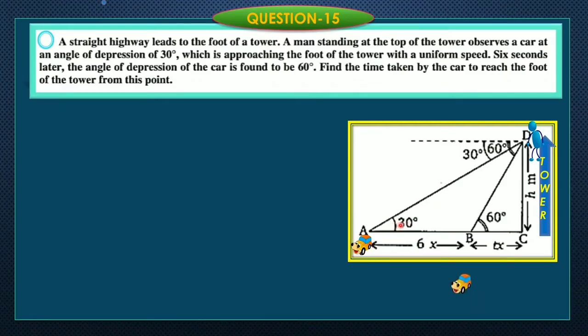Now when this car is approaching towards the foot of the tower, after 6 seconds the angle of depression of the car is found to be 60. Now this angle changes to 60 degrees. If this is 60, this angle is also 60 degrees. Again the reason is the same, alternate interior angles. So here we have to find how much time this car will take to reach the foot of the tower from this point. Fine. The time already given from A to B is 6 seconds. Now we have to find how much time it will take from point B to C.